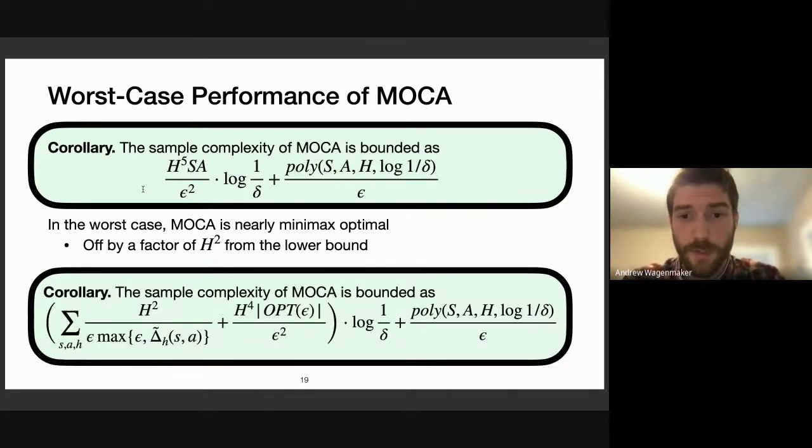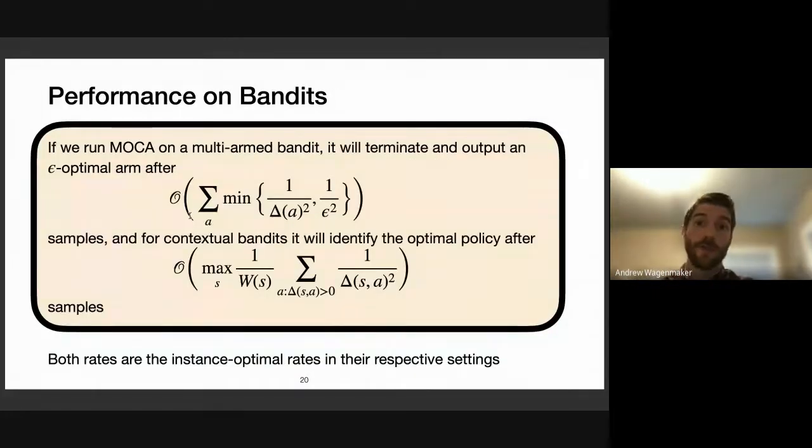Furthermore, we can also upper bound the sample complexity of Mocha in terms of this 1 over epsilon times gap quantity. So this is for general MDPs still. But in the particular case of bandits, we can apply Mocha there. If you apply Mocha to a bandit instance, the complexity of finding an epsilon good arm will achieve this rate, sum over A of the min over 1 over gap squared and epsilon squared. In a contextual bandit, it'll achieve the following rate. WS is the probability you get context S, and it's simply the inverse probability you receive context S times the number of samples needed to solve context S. And it turns out in both of these cases, these are the instance optimal rates.